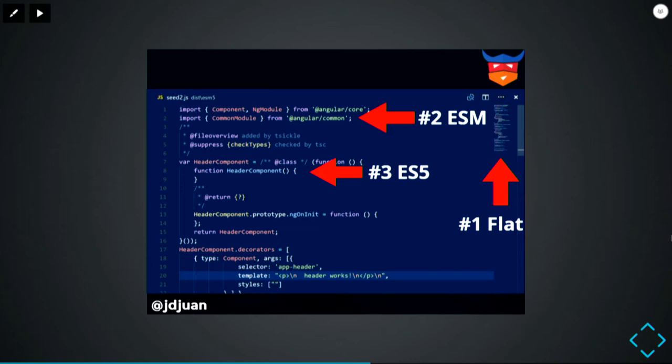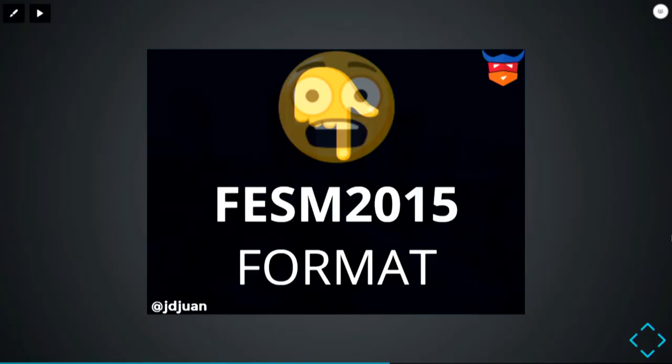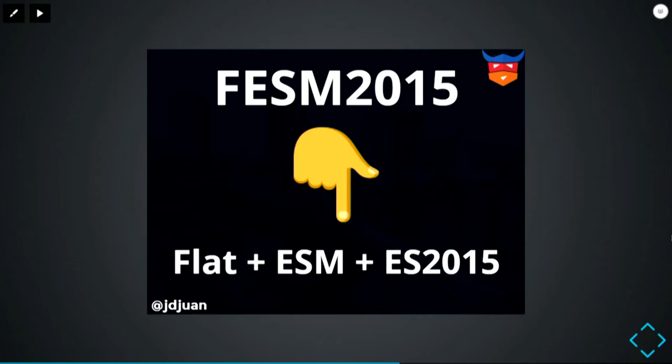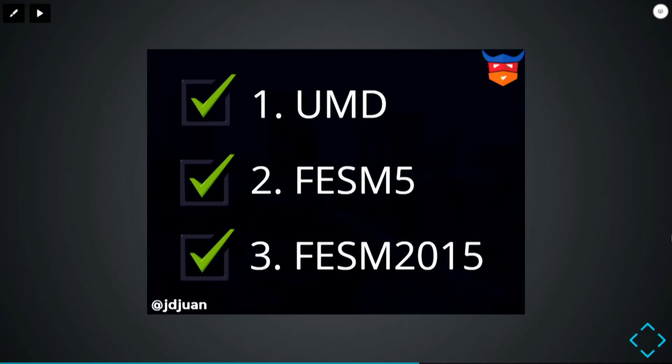And final one, scenario number three. You want to make it compatible with the Closure compiler or an optimized way of Webpack so that your library compiles even better, is more optimized. In such case, you just want to do the same as FESM5, but instead FESM6. In other words, FESM2015, which is the same flat ECMAScript module, but instead of building it for ES5, you build it for ES2015. So same thing you just saw, just using actual classes and constructors. That's it. So just three files, that's all you need. And when you have those three files, all those platforms will be supported. So that's what you need to take into consideration if you want to do it.